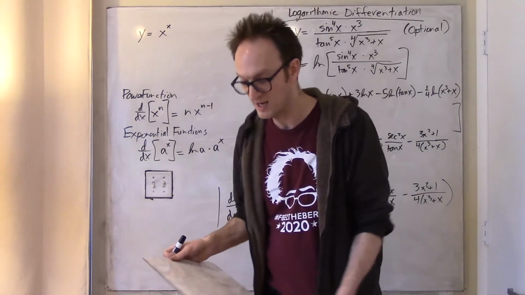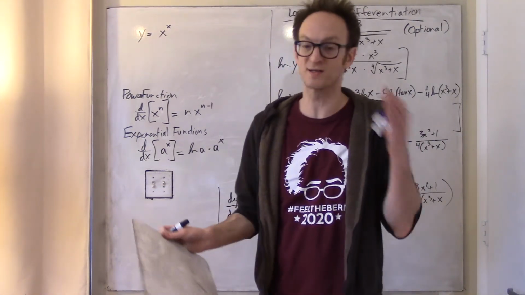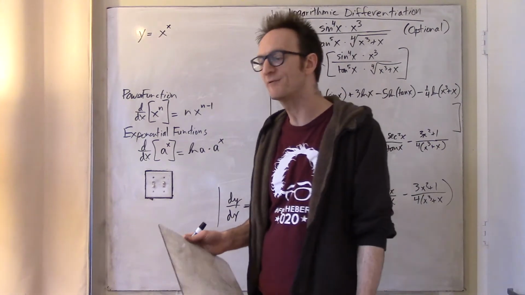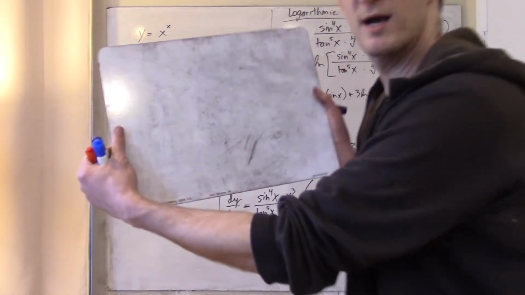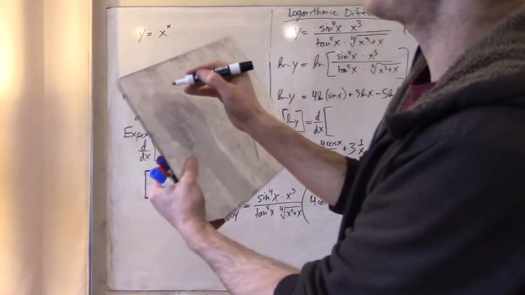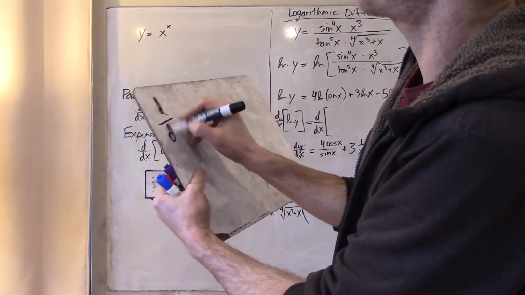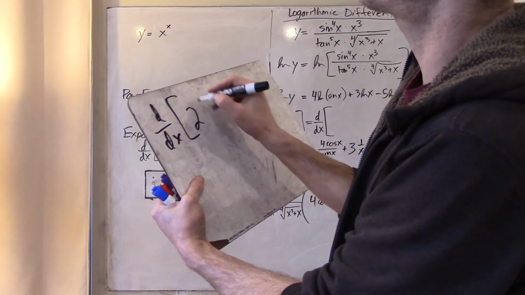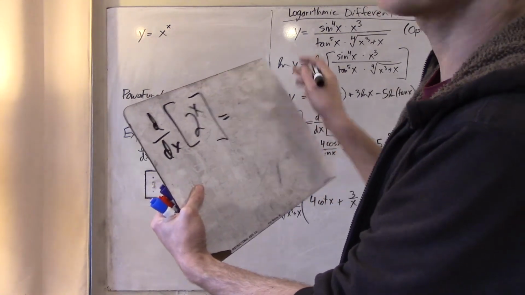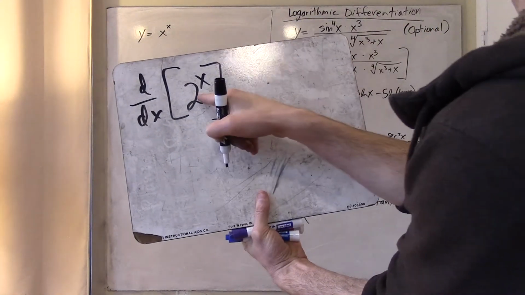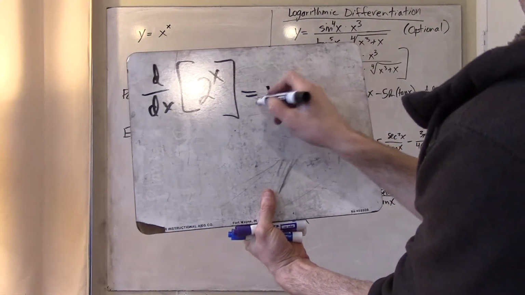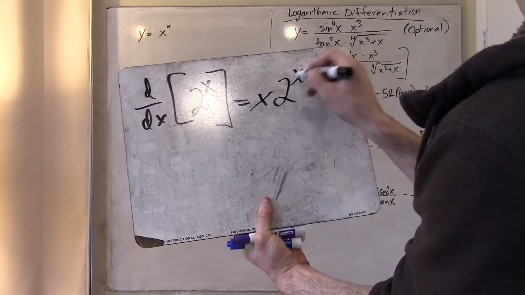The point is that someone somewhere in America every day makes a horrific mistake, and here's this whiteboard now. They say, okay, what's the derivative of 2 to the x? And what they say is, hopefully you guys can read that, oh, it's just the power rule. It's just x 2 to the x minus 1.